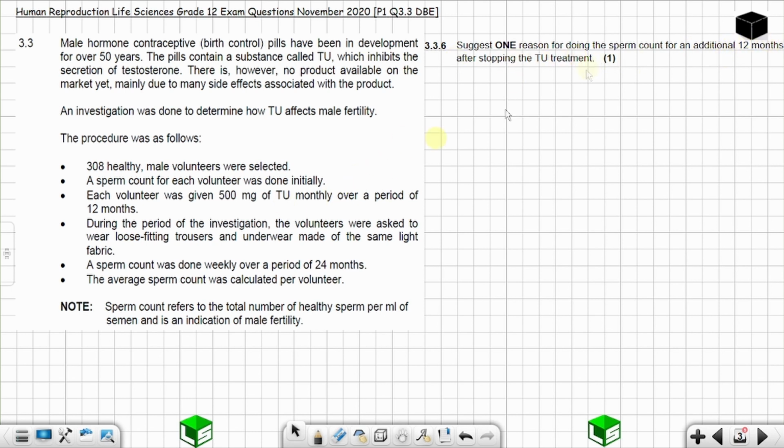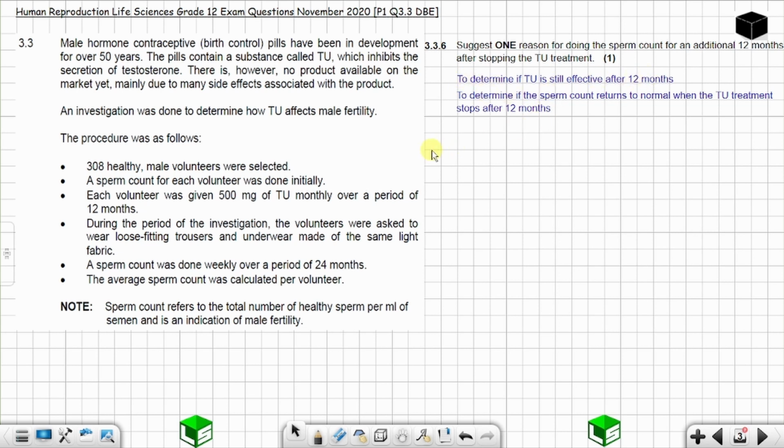Okay, the reason can be it is in order to determine if TU is effective after 12 months. This can be one reason. Or you can say it is in order to determine if the sperm count returns to normal when the TU treatment stops after 12 months. Okay, so you have 2 reasons here. You can give 1 reason.